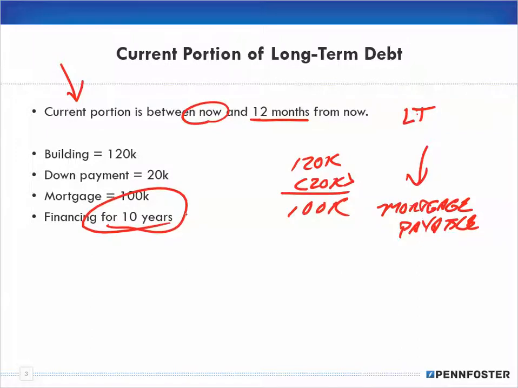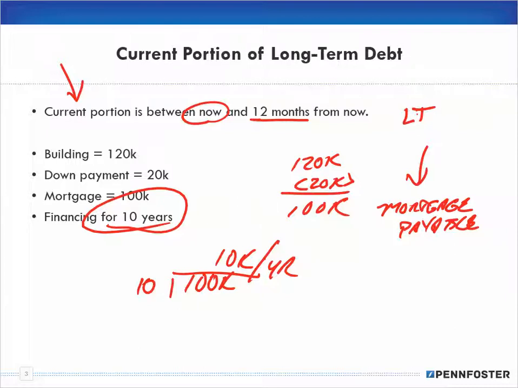Now, to keep numbers simple, I'm not going to look at the present value and calculating interest and so on. I'm just going to keep things relatively simple here. I have a mortgage for $100,000 and it's for 10 years. So that's 10,000 per year. I should have used a different set of numbers here to make this a little bit easier, because now I have to divide.